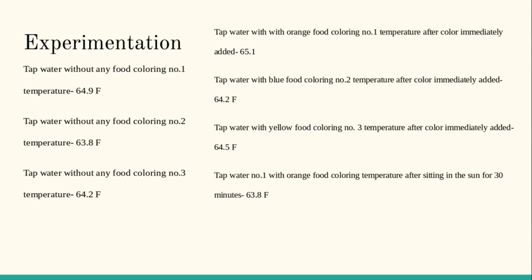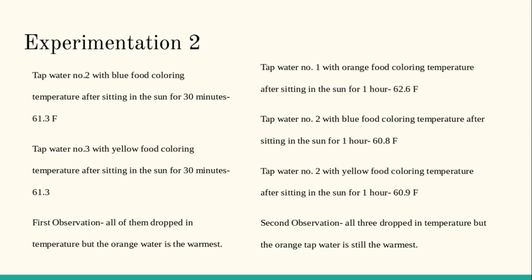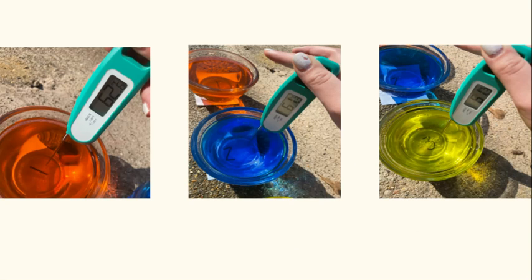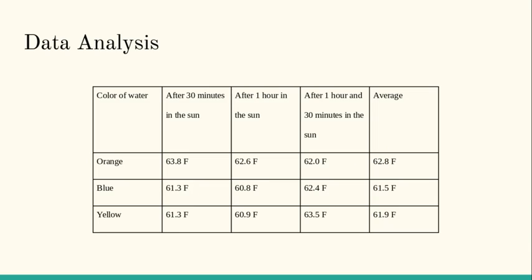Experimentation. On my left, I have my first trial, which is without any food coloring or sunlight, and then my second trial is with food coloring immediately after being added, and then trial 2, trial 3 on the right, and then trial 4. And then these are images of me doing my experiment. Data analysis. I have these organized in trials after 30 minutes, 1 hour, and then 1 hour and a half, and then my average on the right.